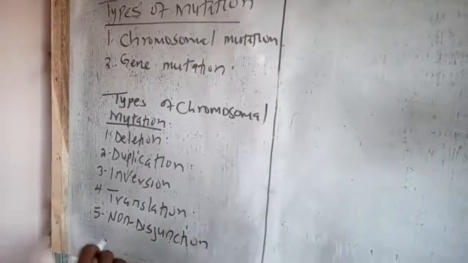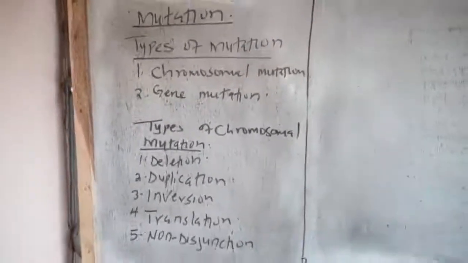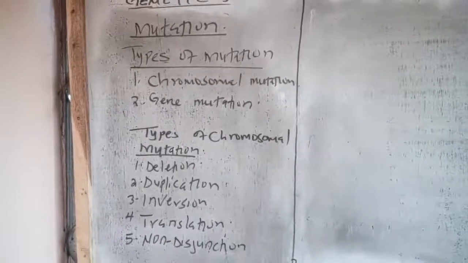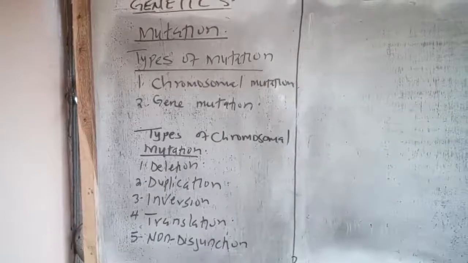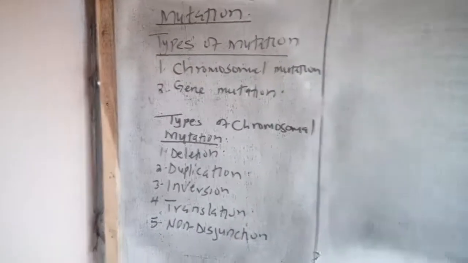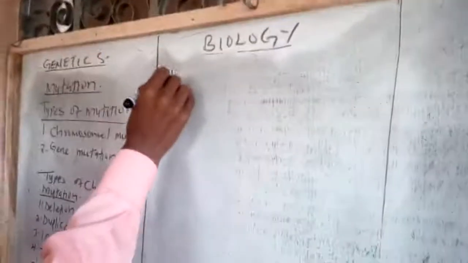So these are basically 5 types. Those are the types of chromosomal mutation: deletion, duplication, inversion, translocation, and finally non-disjunction. And therefore we are going to look at each and every one of them, one at a time, and I'm going to explain how each type of chromosomal mutation occurs. And to start with, I'm going to start with deletion.